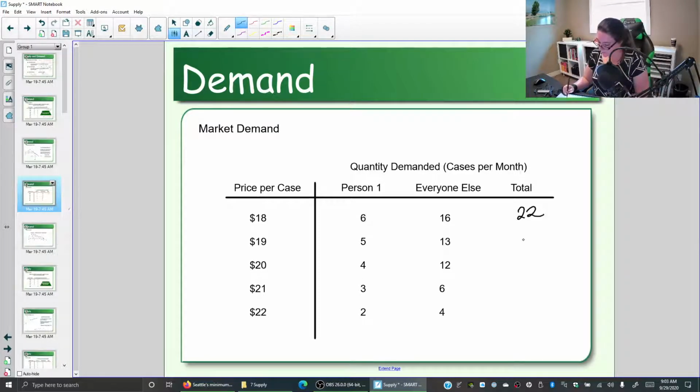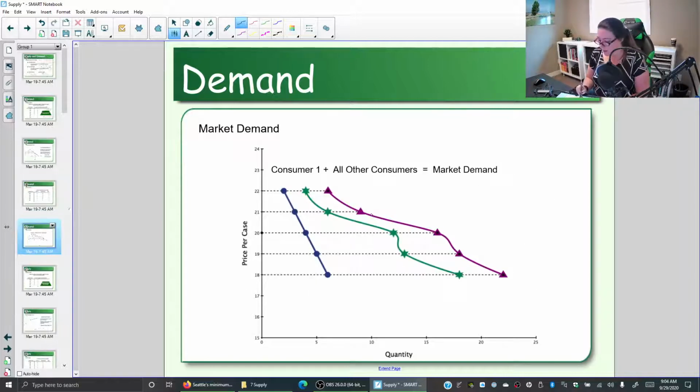So 13 plus 5 is 18, 4 plus 12 is 16, 3 plus 6 is 9, and 2 plus 4 is 6. So we can see for our market demand, we are still following the law of demand. The price goes up, the quantity demanded goes down. So the market demand curve comes from simply adding those quantity demandeds at each price.